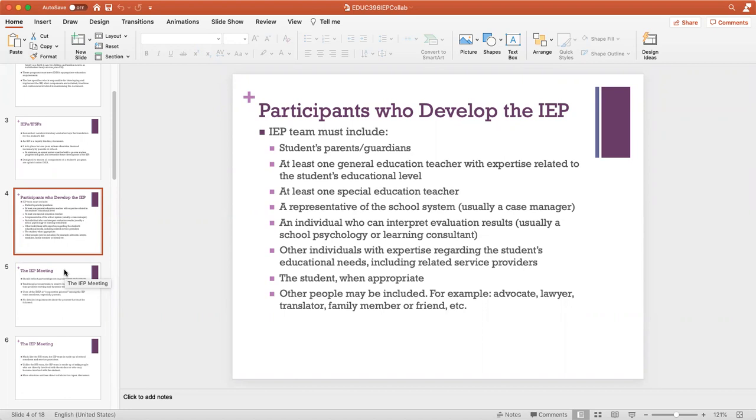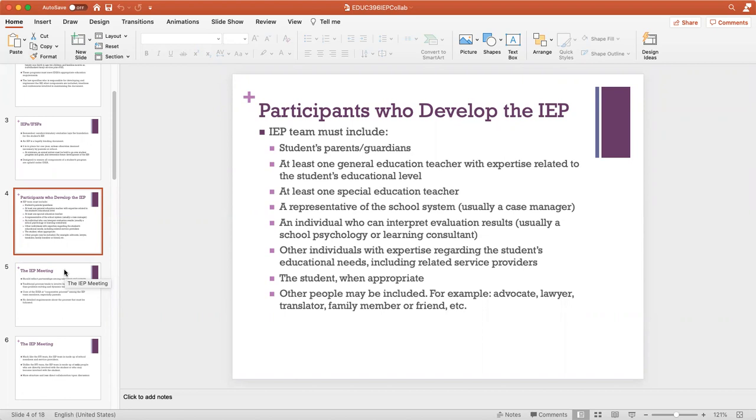You are going to have at least one special education teacher. That special education teacher most likely is going to be the child's actual teacher of record. Sometimes the child lives in an inclusion classroom or in a general education classroom, in which case that gen ed teacher is going to be represented there. And the special education teacher might be someone that is not working directly with the child. So that's something that you want to kind of keep an eye on.